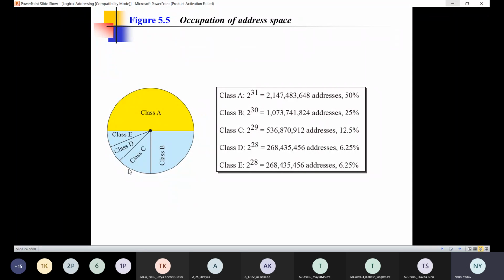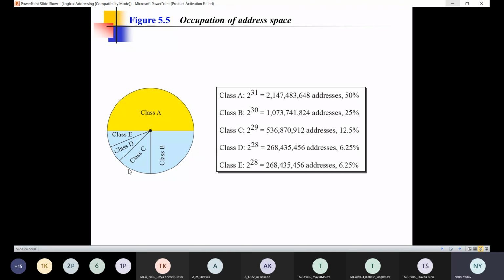Now in class B, the first 2 bits will be fixed, right? 10 was fixed for class B, right? So out of this 10, the remaining 30 bits are variable. We can have a combination of addresses from the remaining 30 bits. Fine. So my occupancy of class B is 25%. I hope this is clear with all of you.